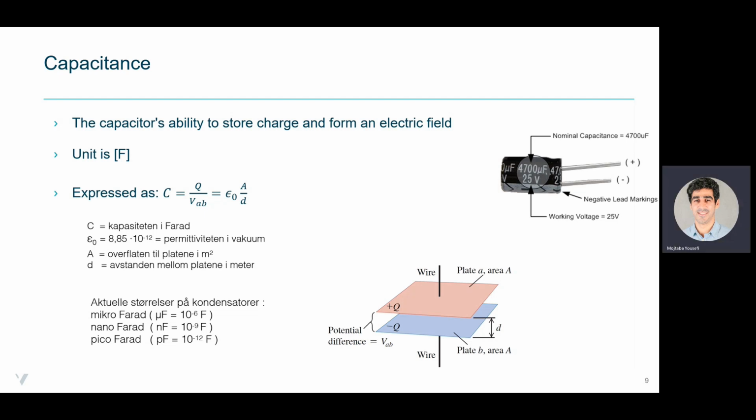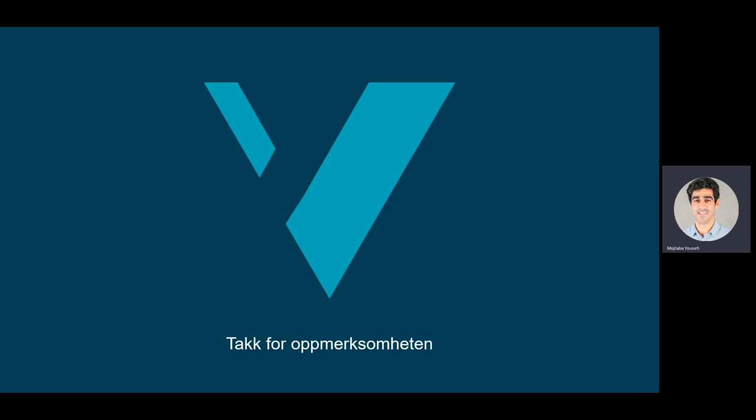Normally, the capacitance ranges from picofarad to microfarad or millifarad, but 1 farad is a huge amount, which can be a very big size of capacitor, and we don't use 1 farad capacitors in industry. Thank you so much for your attention.